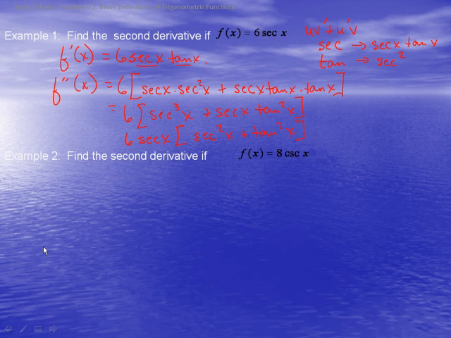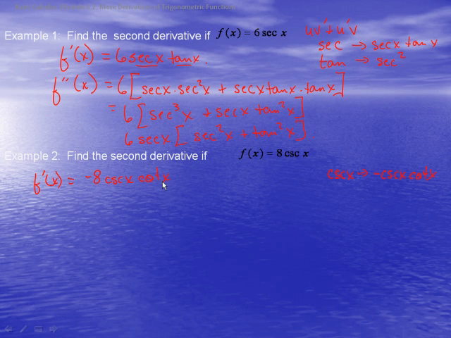Example 2. Find the second derivative if f of x is equal to 8 cosecant x. So in order for us to find the first derivative, we need to know what the derivative of cosecant x is. And the derivative of cosecant is negative cosecant cotangent. So our first derivative is going to be equal to negative 8 cosecant x cotangent x.